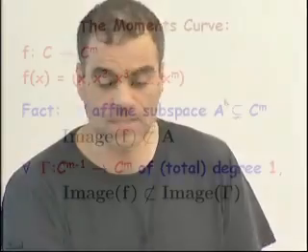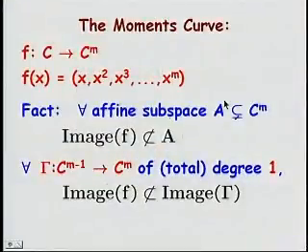And this is because the image of gamma is an affine subspace, and any affine subspace can be written as the image of some affine gamma from C^(m-1) to C^m. So we have this property that the image of f is not contained in the image of gamma for any mapping of total degree 1. That's the property that we have. And what I'm asking is what happens if we consider mappings of total degree 2.